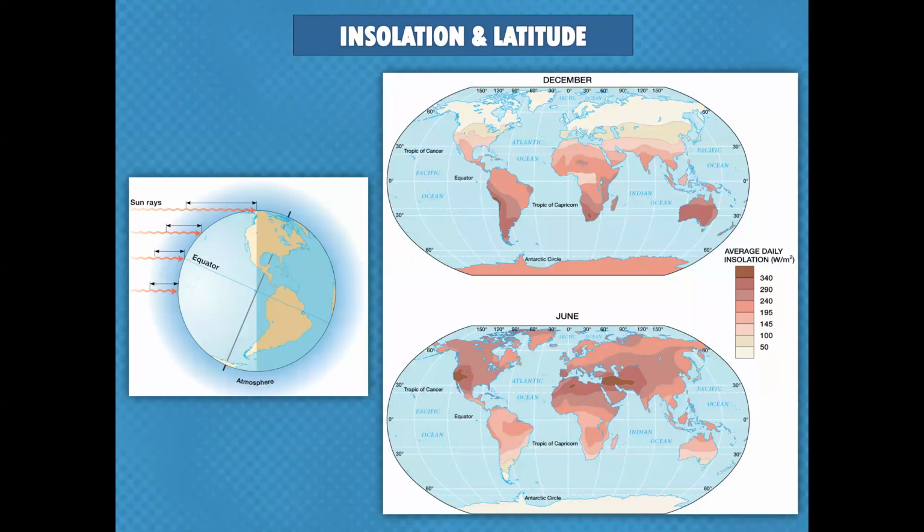Of course, insolation and latitude. So the further north you are, so this happens to be December. December is our winter, so there's less insolation here, more down here. And during June, our summer, there's more insolation in the northern latitudes, less in the southern latitudes.